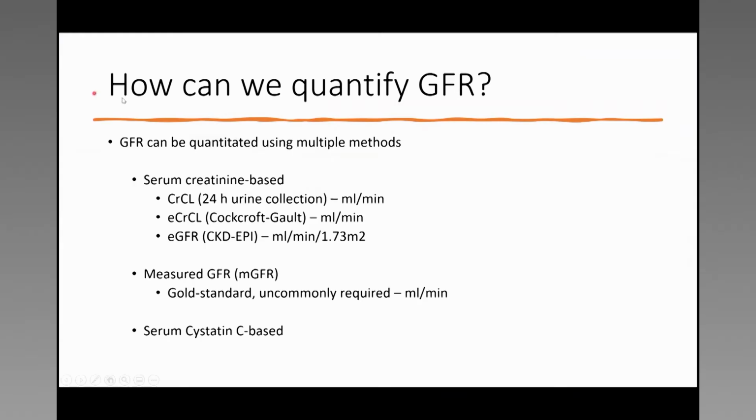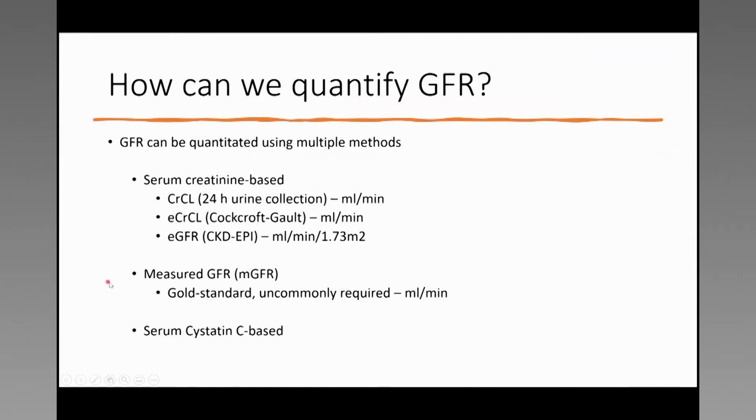The vast majority of these are all based on serum creatinine concentrations. And there's three ways that we can do that. One is to measure creatinine clearance, and this is done through a 24-hour urine collection. We'll talk more about each of these as we go through. The next is what I call, and many others call, the estimated creatinine clearance, which is actually the creatinine clearance based on the Cockcroft-Gault formula, which is known and loved to many of us. And again, we'll talk more about that. And the most common method of measuring or quantifying GFR is the eGFR, CKD-EPI, as shown here.